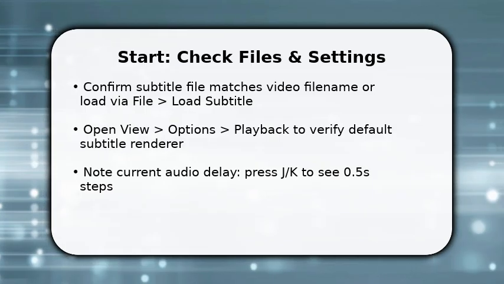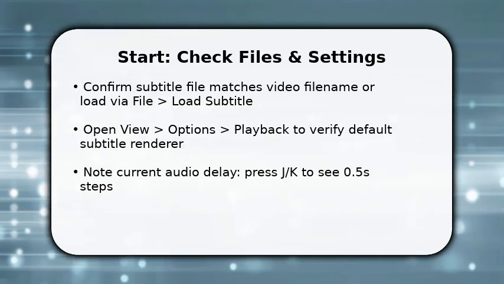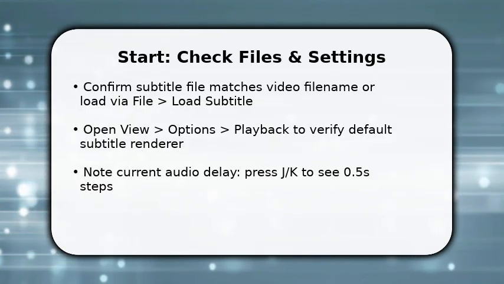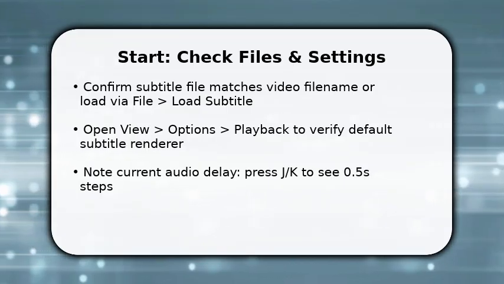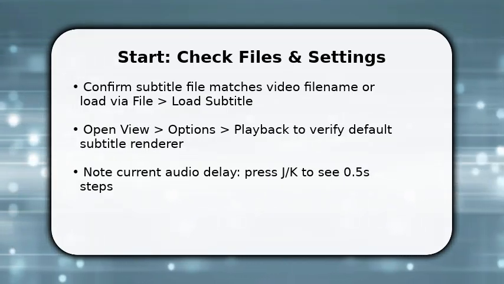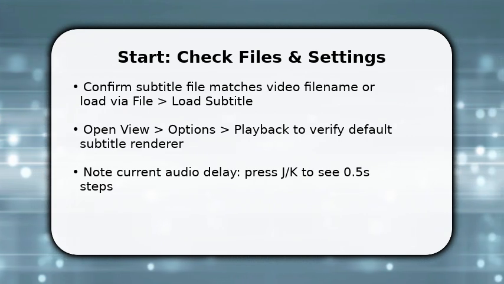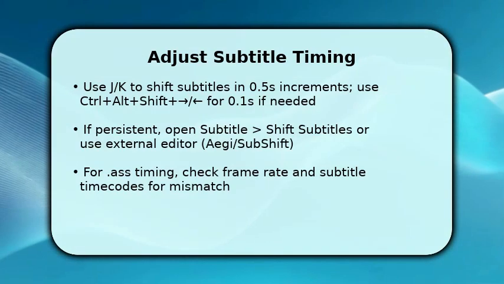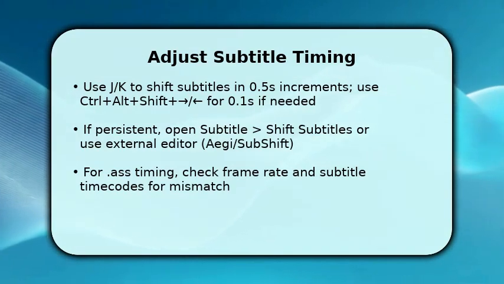While doing that, play the file and test audio timing using J and K to adjust 0.5 steps. This gives you a baseline delay number to correct, because precise starting values avoid guesswork. Once you have a baseline, correct the timing interactively.